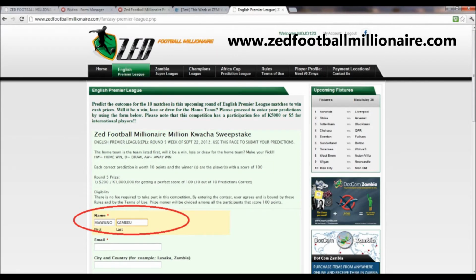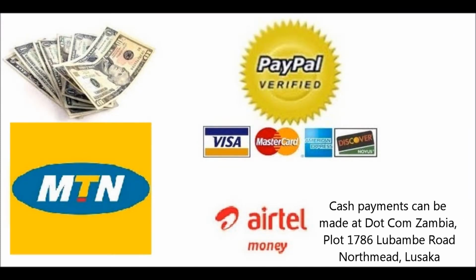And in terms of payments, we do offer a number of payment options. You can either pay cash if you are in Lusaka. If you are not in Lusaka, or even if you are in Lusaka, you can make a money transfer by MTN or Airtel. And for those of you outside of Zambia that wish to take part, you can use your credit card to participate. And there you have it. That is how our competitions work.